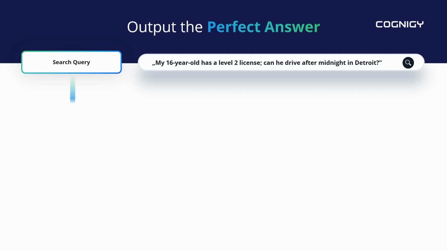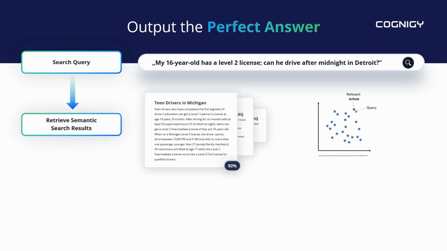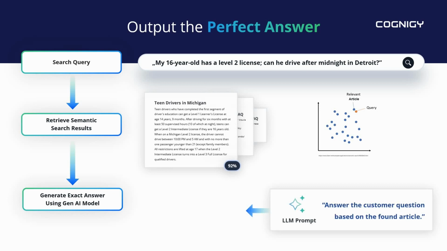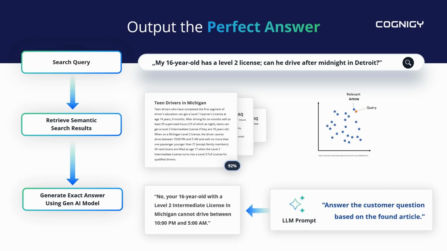So what we do is we take the question, we search the vector database, and we retrieve the best results, just like in the previous slide. But now we are using an LLM to generate the exact answer based on those articles. How do we do that? Well, we send the original question and the results to a large language model together with a prompt, so an instruction. The prompt could look like this: answer the following customer question based on the following articles. So we hand everything over to an LLM, and what we get back is the perfect answer that is hyper-personalized to the question: No, your 16-year-old with a level 2 intermediate license in Michigan cannot drive between 10 p.m. and 5 a.m. And that probably couldn't be answered any better.